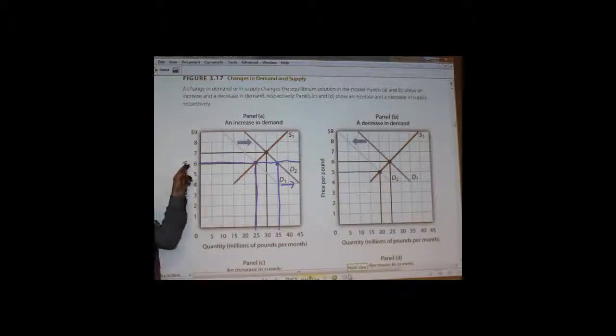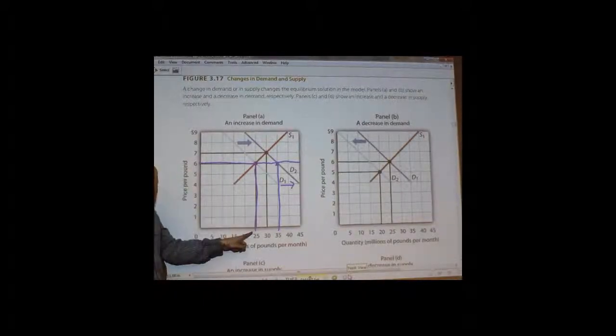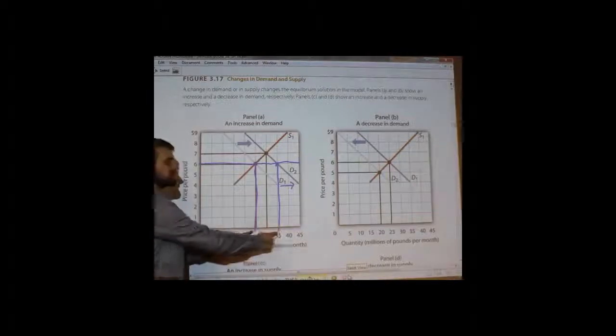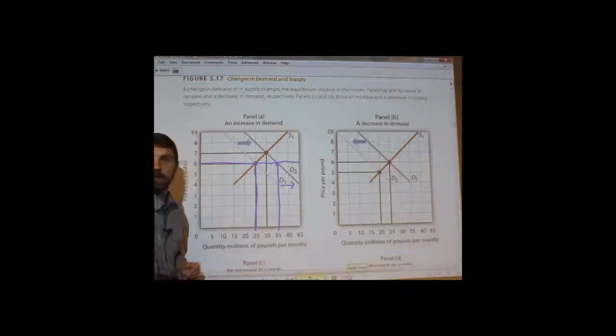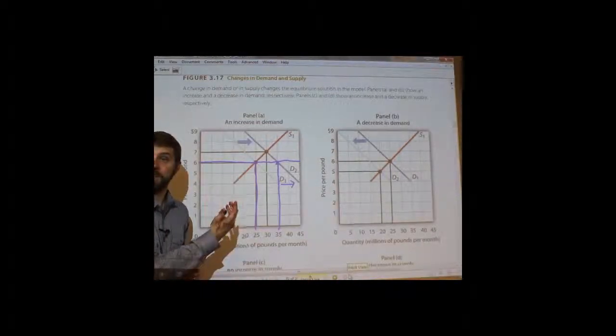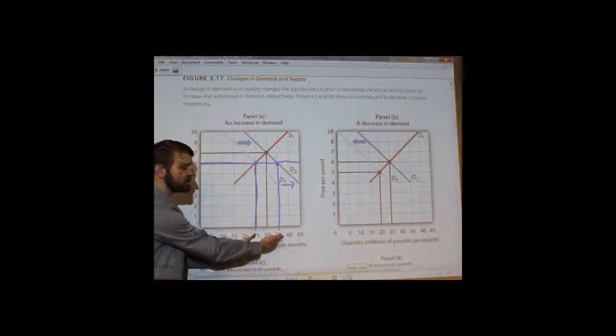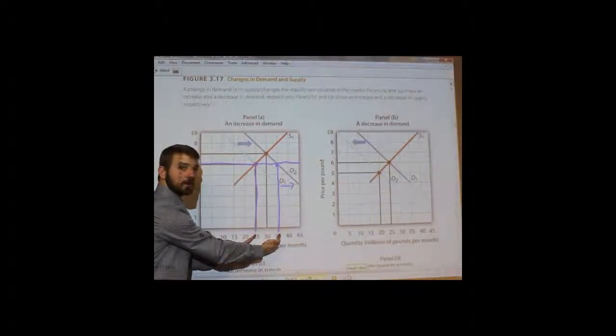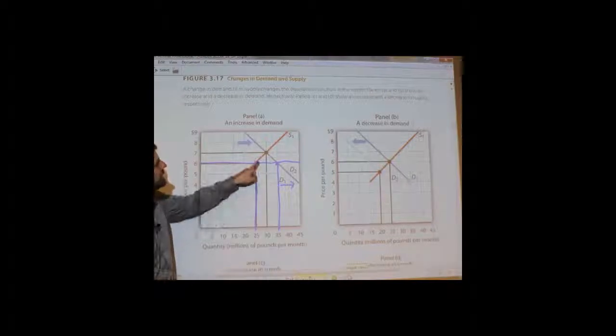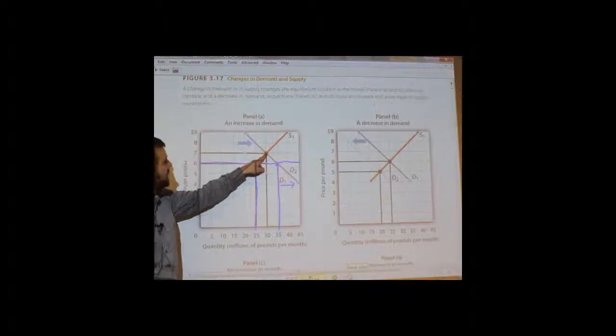So if the price stays $6, the quantity supplied is 25, but the quantity demanded is 35. So what's going to happen? Buyers are going to bid up the price to get one of the scarce units, right? We have what? A surplus or a shortage? Shortage. Buyers are going to bid up the price. When is that bidding up going to stop? When the price is at equilibrium of $7.